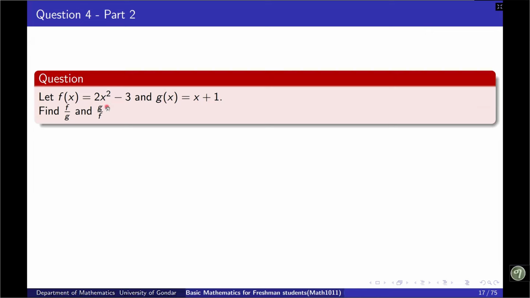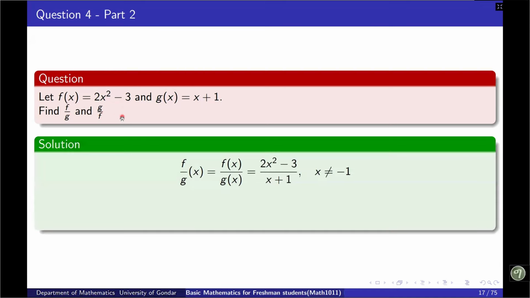And next, on the same functions f of x and g of x, let us see how we can obtain f over g and g over f. We know that f over g of x is equal to f of x over g of x. If we substitute the terms of f of x and g of x, we have 2x squared minus 3 over x plus 1, but this quotient function will be defined only when the denominator, g of x, is non-zero. So the domain of this function is the set of real numbers except the real number which makes this zero, in this case x equals -1. So this is the quotient.